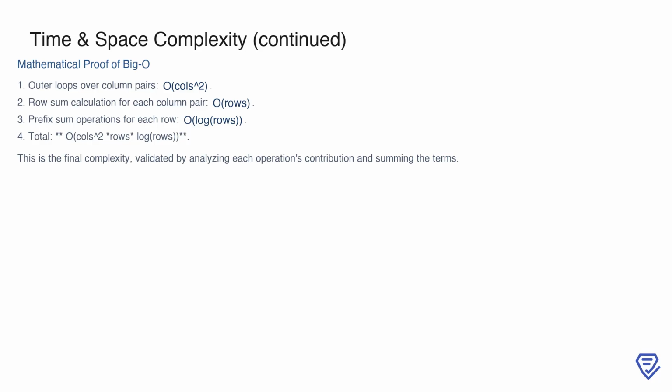Finally, let's mathematically validate the derived time complexity. The outer loops over column pairs contribute O(cols^2) as we evaluate all possible pairs of columns. For each column pair, calculating the row sums adds an O(rows) factor. Additionally, the prefix sum operations, which involve binary search and insertion, contribute O(log rows) per row. Multiplying these together, the total time complexity becomes O(cols^2 * rows * log rows). This result is obtained by systematically analyzing the contribution of each step and summing the terms. The final complexity confirms the efficiency of the algorithm, especially when compared to the brute force approach.